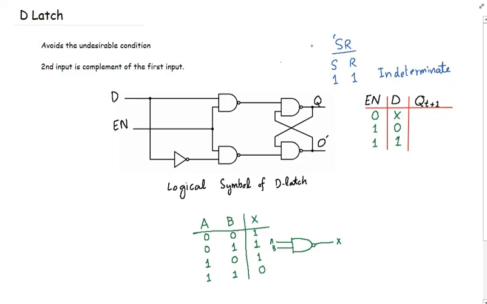D-Latch solves this problem by avoiding completely the undesirable condition, where the second input is the complement of the first input. So primarily data is your primary input, which is applied directly to one of the NAND gates, and its complement is applied to the second input of the second gate.